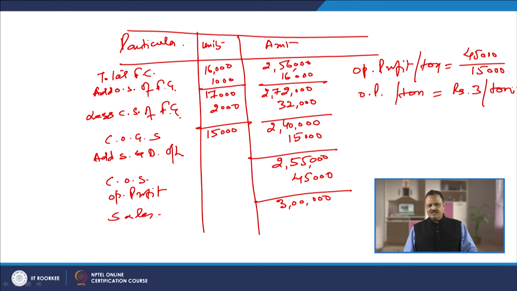Total cost including the selling and distribution cost was 255,000, and we got the sales value, the actual or expected value, of 3 lakh rupees, 300,000. So 300,000 minus 255,000 is the total profit. Operating profit is 45,000 rupees, and per ton profit is 3 rupees, which we have calculated from this, right? So when we calculate the profit in the cost sheet, that profit is called operating profit.